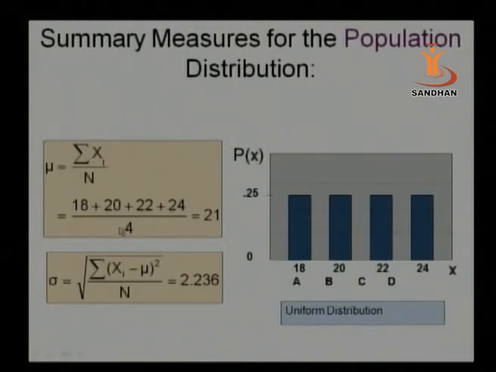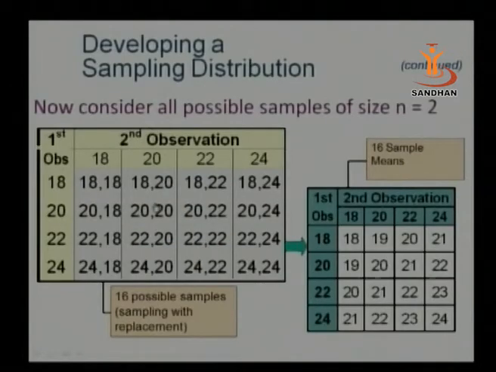Here the mean mu has been calculated, which is 21, and sigma is also calculated, which is 2.236. Here it is a uniform distribution. You can see that the probability of all these 4 persons is the same, 0.25. Okay, now let us generate all possible pairs of 2 persons.